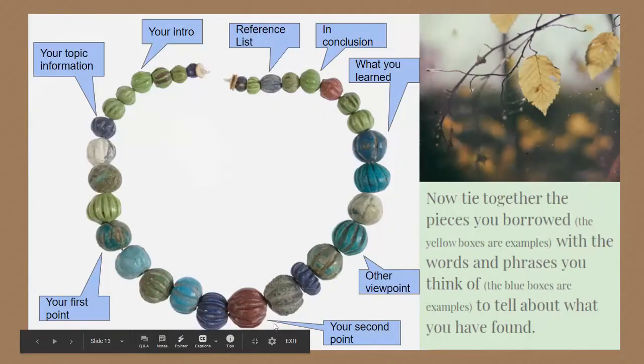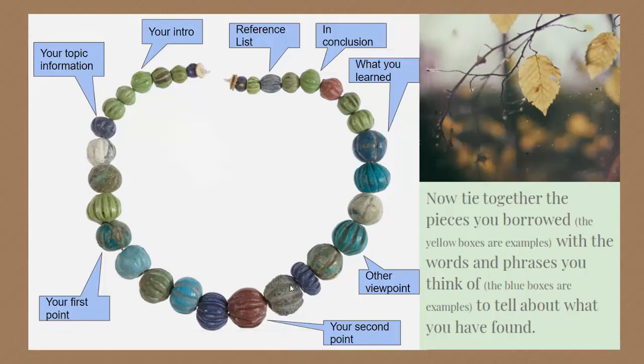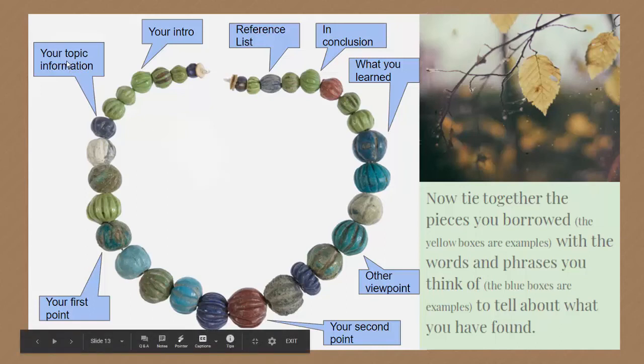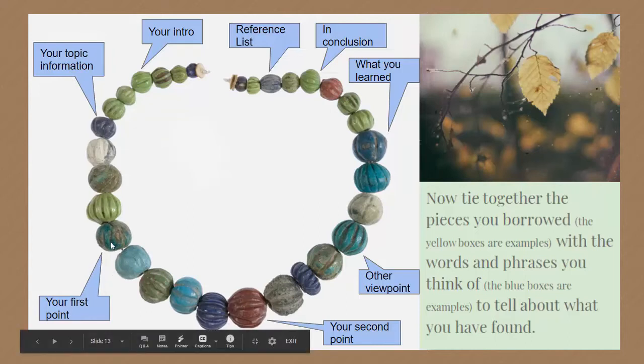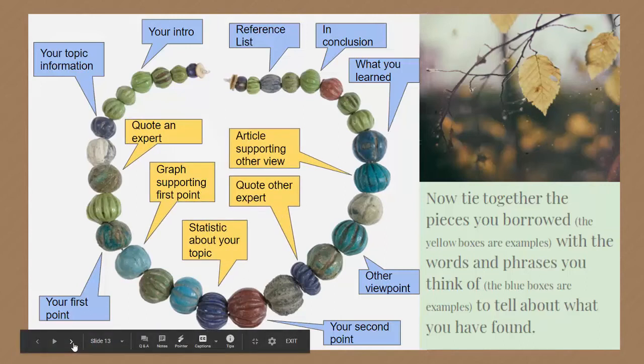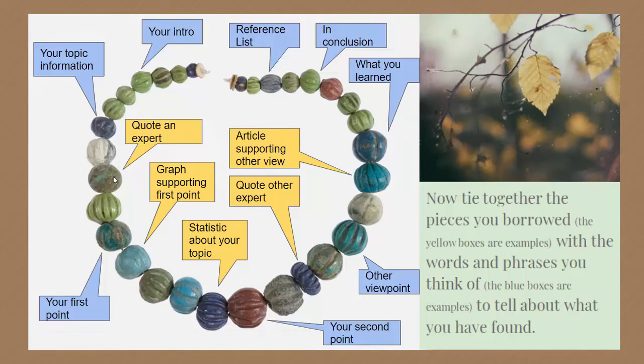Here, these blue boxes are pointing to beads in this bracelet, and the beads kind of represent the different parts of your research paper. And the blue boxes are your parts, what you have written and put in, starting with your topic information. Here's one for your first point, your second point, another viewpoint. Now, to follow that up, to complete the bracelet, you're going to put some other beads in that are the parts that you borrowed from other places.